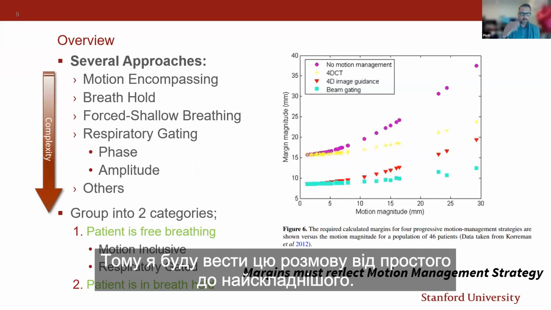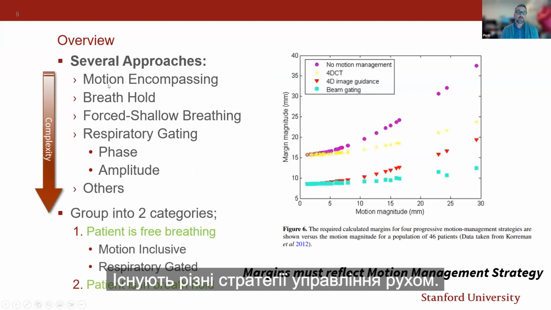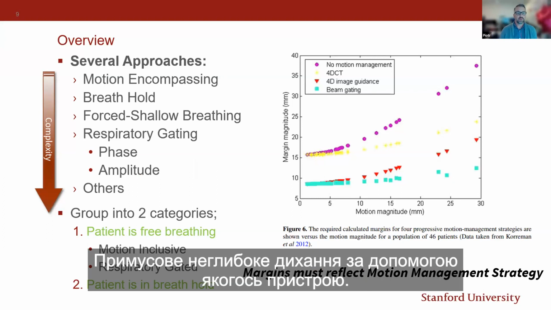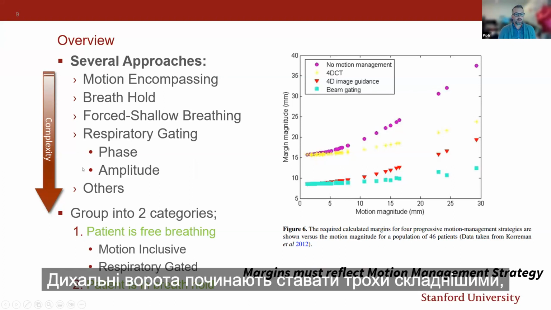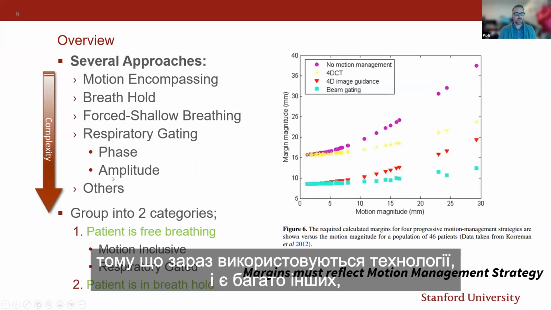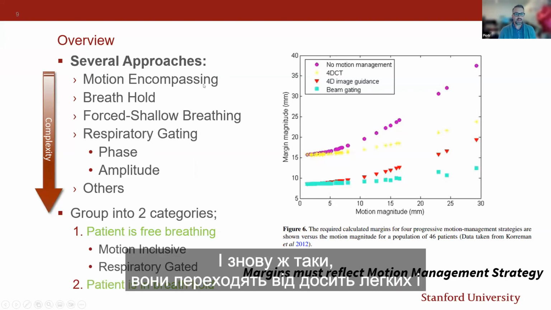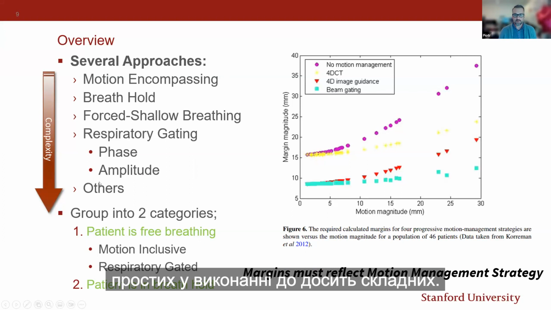So I'm going to approach this talk going from simple to most complex, across the different motion management strategies. Very simple is motion encompassing. Next, you can get patients to hold their breath and freeze the motion that way. Then forced shallow breathing with some sort of device. Respiratory gating starts to become a little bit more complex because now there's technology involved, and there are many others to talk about. And again, these go from quite easy to implement to quite difficult.